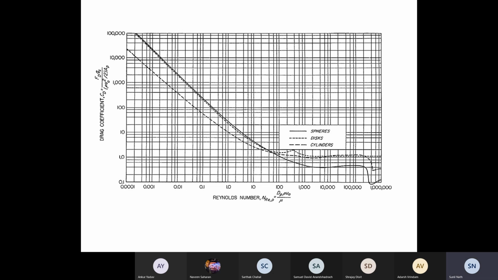Now, the problem is in this intermediate region: neither is the CD-RE relationship a straight line in log-log coordinates, nor is it constant. It's gradually decreasing and asymptoting to that constant value, and that value is given to you. I gave you the constant value for a sphere. It's also given to you for two other shapes, cylinder and discs, in that graph.